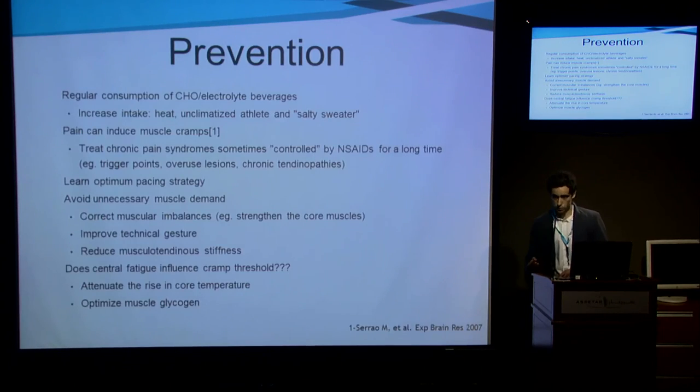So what can we do for prevention? The last slide. We know that regular consumption of CHO and electrolyte beverages delays cramp onset, so we should continue doing that, of course, and increase intake when we tend to lose more water and more sodium. Also, some studies show that pain can induce muscle cramps. So treat chronic pain syndromes that are sometimes hidden by athletes.